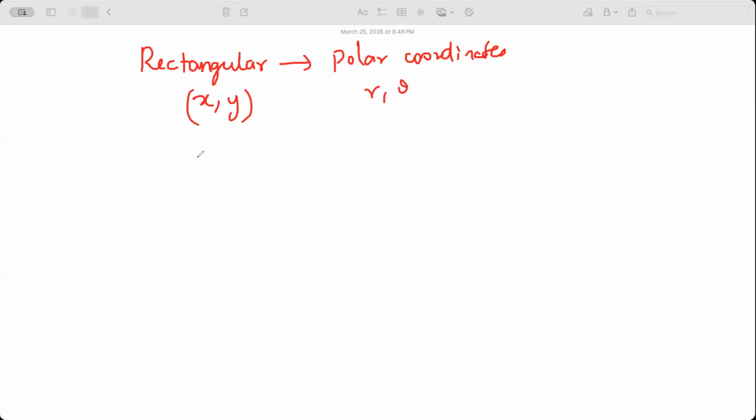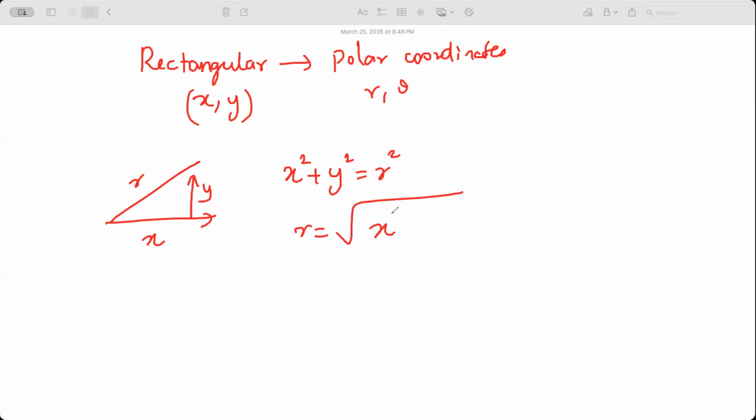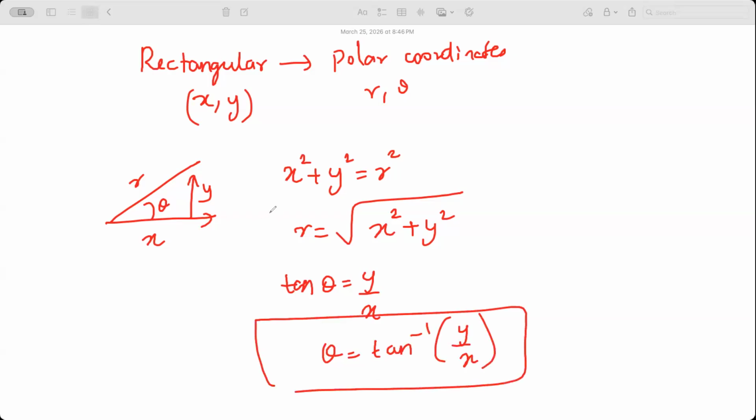So basically, when you think about it, this is x, this is y, this is r, right? So x square plus y square equals r square by the Pythagorean theorem. So r will be equal to square root of x square plus y square. Similarly, for theta, we can say tan theta equals y by x, so theta will be equal to tan inverse of y by x. Any questions here? This is the formula for converting rectangular to polar.